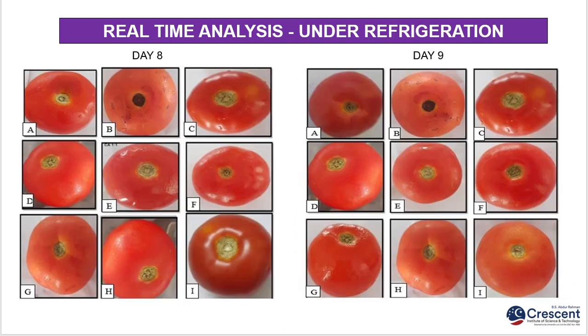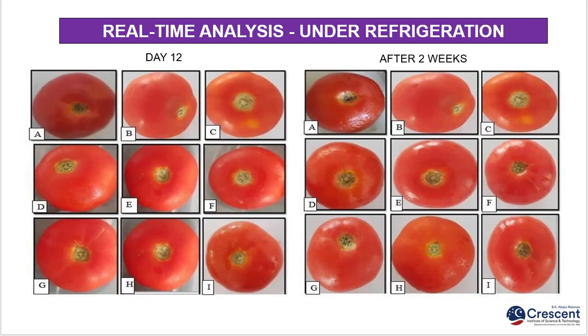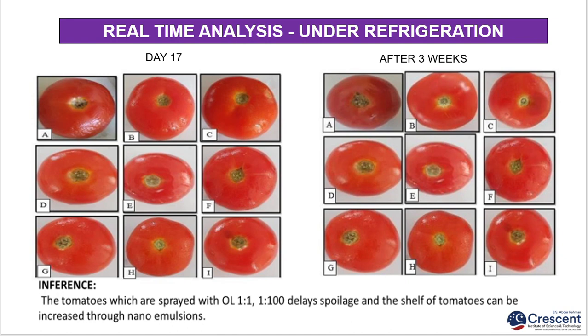You can see, for example, days 8 and 9. Now you are seeing day 12. After even 2 weeks, you can see in A, it has started shrinking. The skin is shrinking, but you see the others are all still looking fresh. Again, this is the 17th day, under refrigeration.